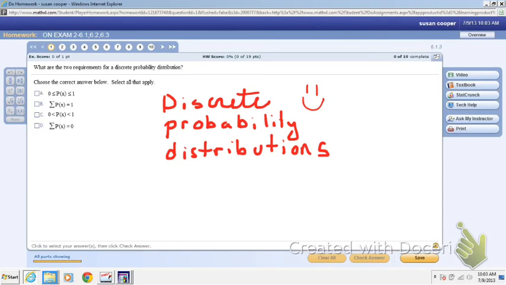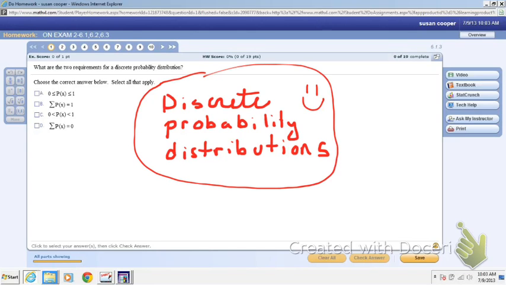Hi, welcome back everybody. So today I am in the mood for doing some homework with you on discrete probability distributions. So let's begin. What are the two requirements for a discrete probability distribution?